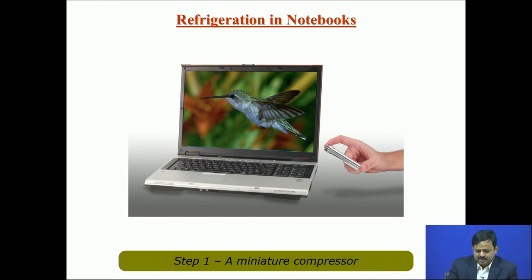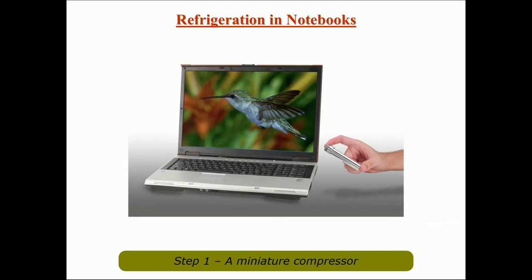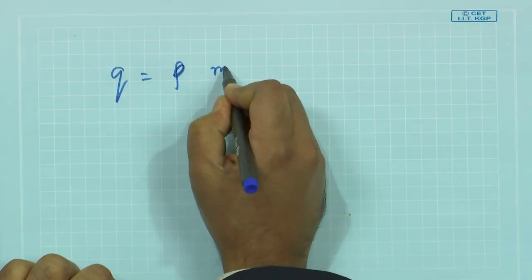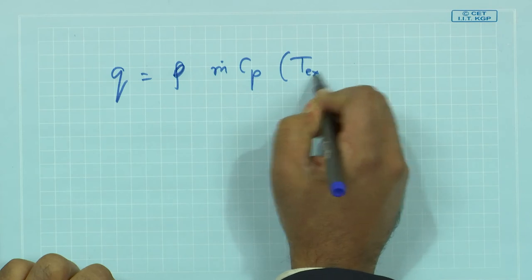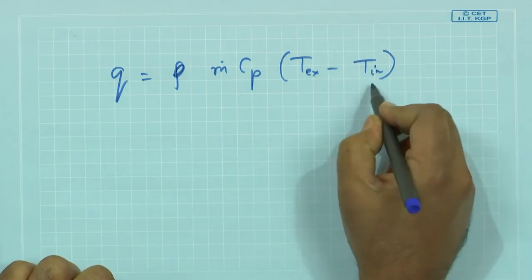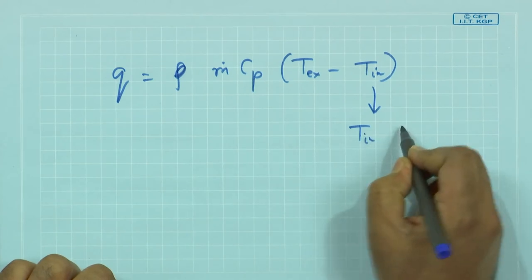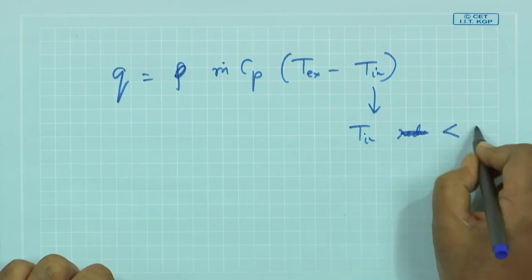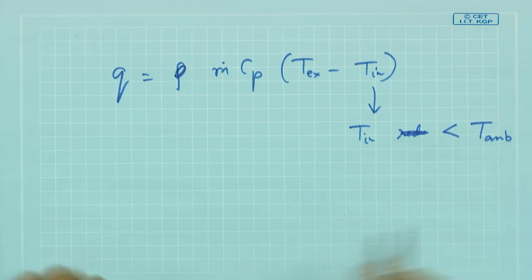I will use that refrigeration inside the docking station to chill the ambient air, and then direct it towards the inlet vents of this laptop. Okay. So, therefore, instead of entraining ambient air, it is entraining chilled air. Okay. So, remember Q was m dot Cp (T exhaust minus T inlet). This T inlet is now being reduced from T ambient to something that is lower. Okay, that is the idea.